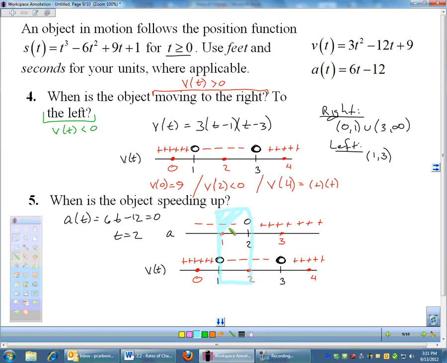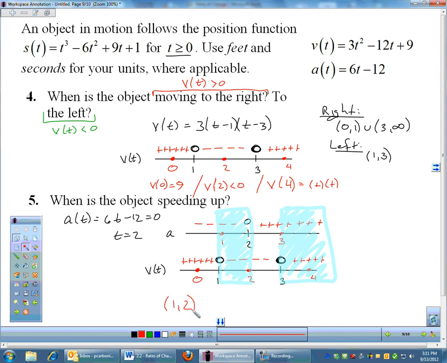Between 1 and 2, acceleration and velocity are both negative. So in that interval, my object's speeding up. And then everywhere after 3, acceleration and velocity are both positive. So on that interval, my object will be speeding up. So my answer to number 5 is going to be 1 to 2, and then again everywhere after 3. An object speeds up from 1 to 2, and then everywhere after 3. Good, good? Any questions, comments, concerns? All right.